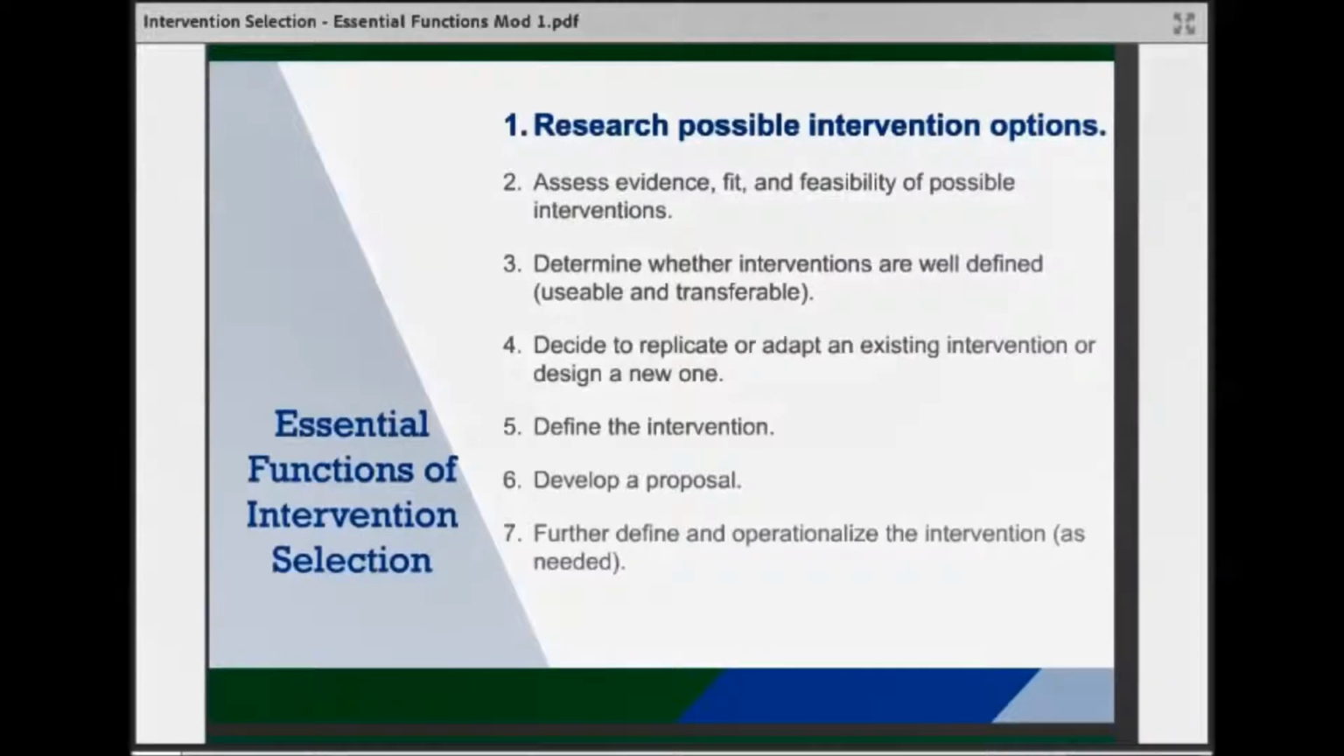1. Research possible intervention options. 2. Assess evidence, fit, and feasibility of possible interventions. 3. Determine whether interventions are well-defined or usable, transferable. 4. Decide to replicate or adapt an existing intervention or design a new one. 5. Define the intervention. 6. Develop a proposal. And 7. Further define and operationalize the intervention as needed. In this module, we will kick off our conversation about intervention selection by looking at number 1, Research possible intervention options.